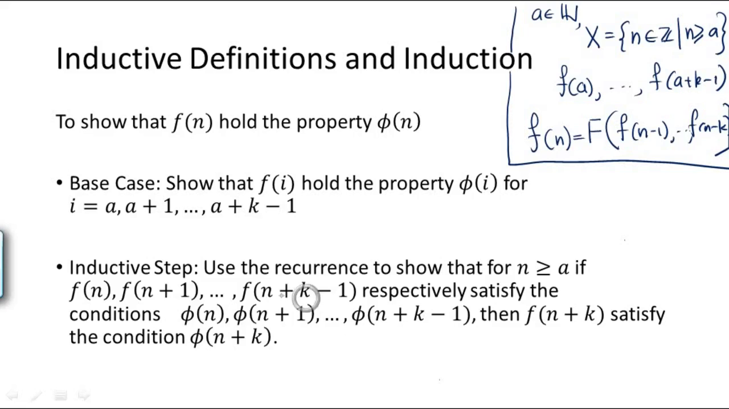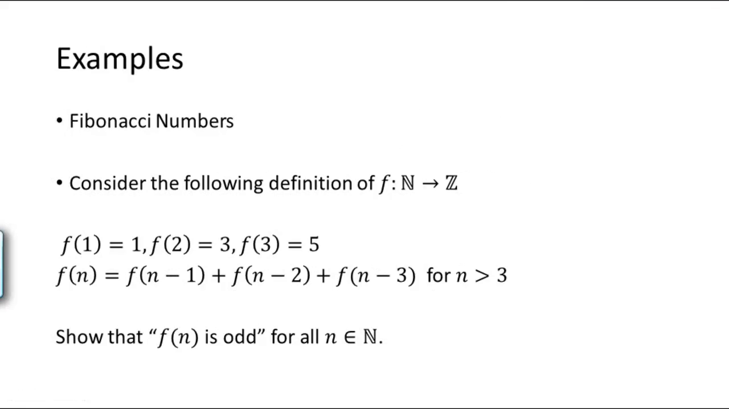Then, using this assumption and the recurrence, if we can show that F(n+k) also satisfies the condition P(n+k), then the principle of induction guarantees that this property P(n) is held by F(n) for every n greater than or equal to a. We have already seen an example of this version of induction where we used it to prove some property of Fibonacci numbers. Here is another example.